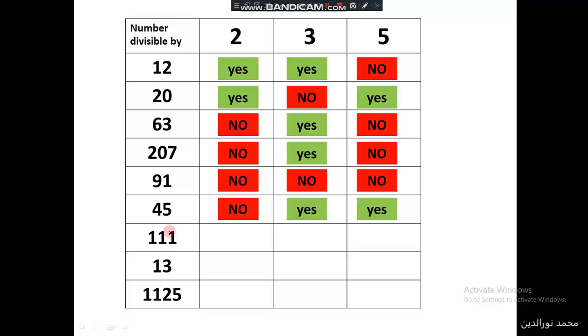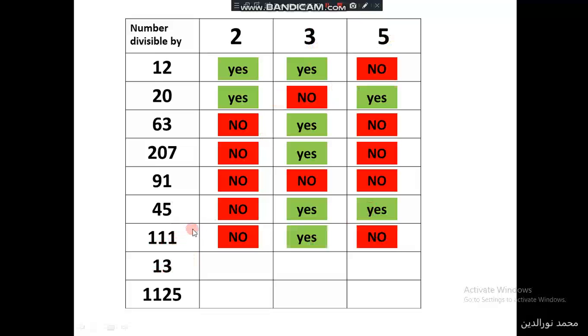111, it's not even, so it's not divisible by 2. By the way, 111 is odd. The numbers that are not even are called odd. So, is it divisible by 3? 1 plus 1 plus 1 is 3, and it's divisible by 3. Yes. 111 is not divisible by 5. A number is divisible by 5 if its ones digit is 0 or 5.